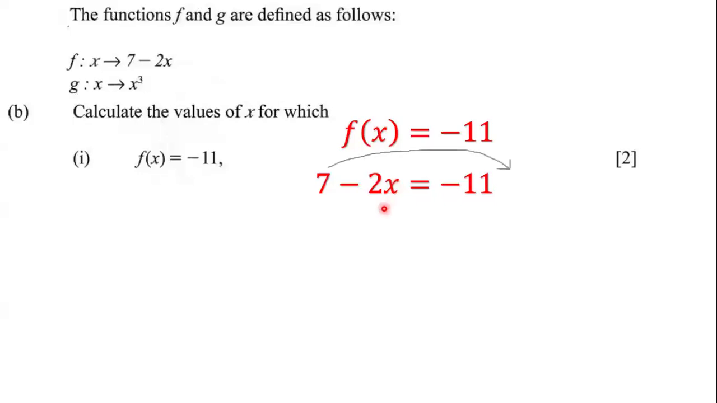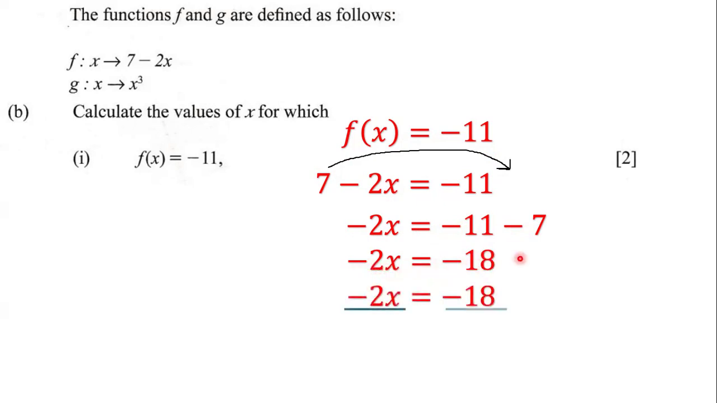And so in solving for x, we're going to take this positive 7 and send it over the equal sign, and it becomes a negative 7. So now we have negative 2x is equal to negative 11 minus 7. Negative 11 minus 7 is simply negative 18. And so we have negative 2x is equal to negative 18. We divide both sides of this equation by negative 2. This negative 2 cancels out with this negative 2, leaving us with x is equal to negative 18 divided by negative 2. And negative 18 divided by negative 2 is equal to positive 9. So x is equal to positive 9.